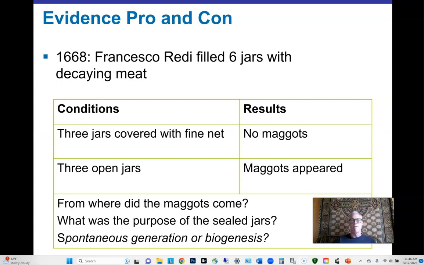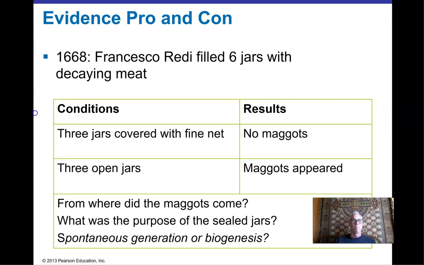discovered or demonstrated that if you prevented access by flies to meat that was put out and allowed to decay, no maggots would appear. So the maggots weren't just arising spontaneously out of that so-called vital force. They had to come from flies that landed on the food first off. So that was in support of biogenesis as the source of the maggots.